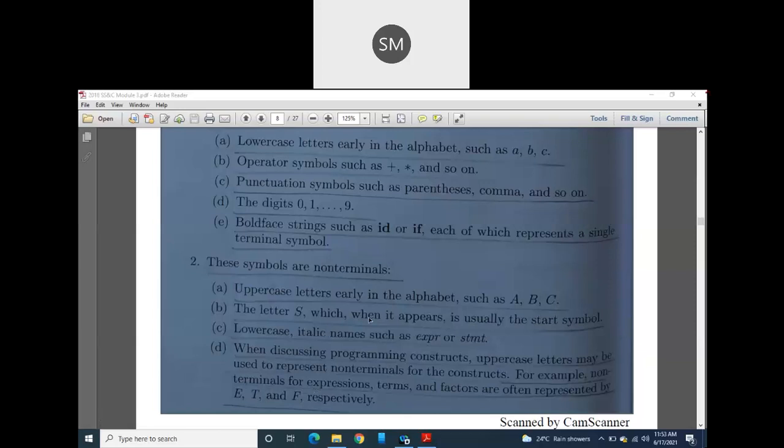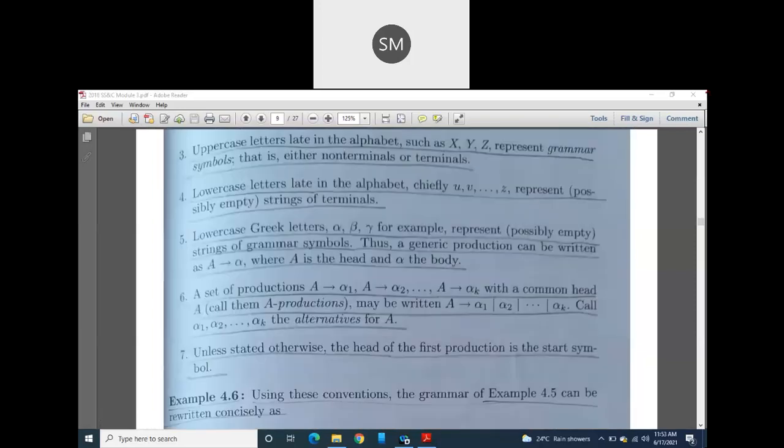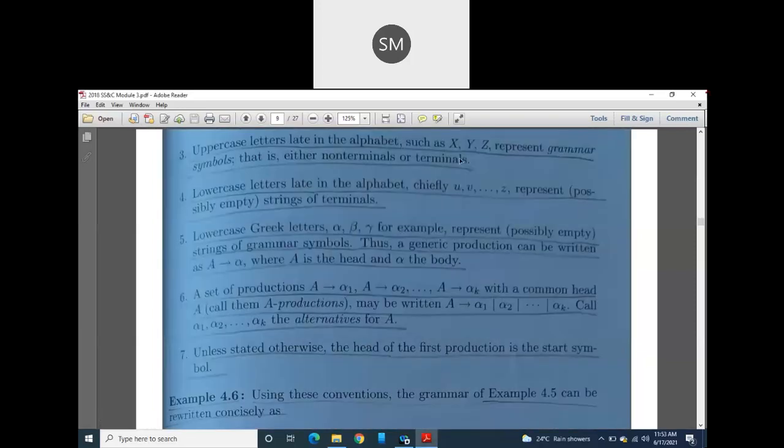Okay, so then we will go to uppercase letters which are last alphabets, like U, V, W, X, Y, Z. This type of last alphabets, which are uppercase, are called grammar symbols. These will be either non-terminals or terminals. They belong to both of the categories. And lowercase last alphabets, like u, v, w, x, y, z, are called strings of terminals.